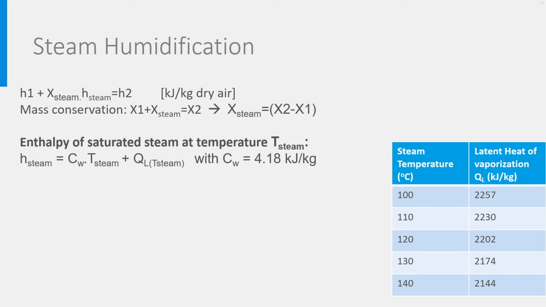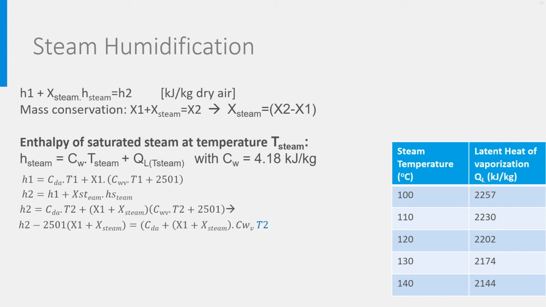You can easily determine the enthalpy at point 1, H1, which is given here, as we have studied earlier. H2 can then be calculated as the sum of H1 and the enthalpy of the added steam. Once you know H2, you can determine T2 using the formula for the enthalpy.